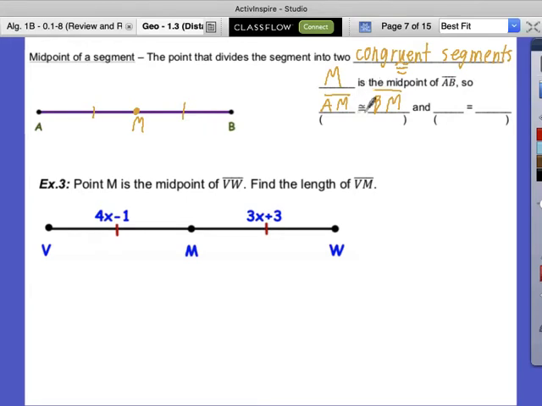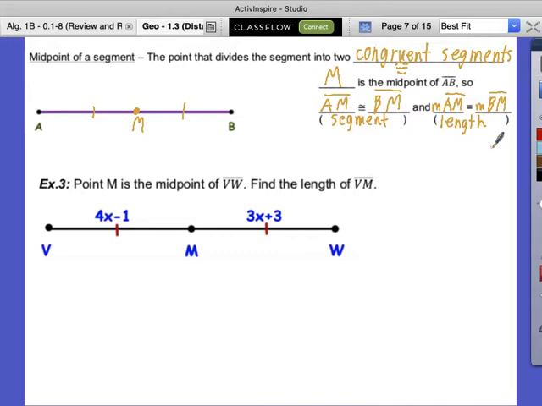Now, if the segments are congruent, that means the measures are. So that means the measure of segment AM is equal to the measure of segment BM. Once again, if the segments are congruent, their measures are equal. So this is the length, right? The length or the distance. Length and distance are the same thing. So the segments are congruent, which means their lengths are equal. We talked about that idea last class, if you guys remember. Segments are congruent, lengths are equal.